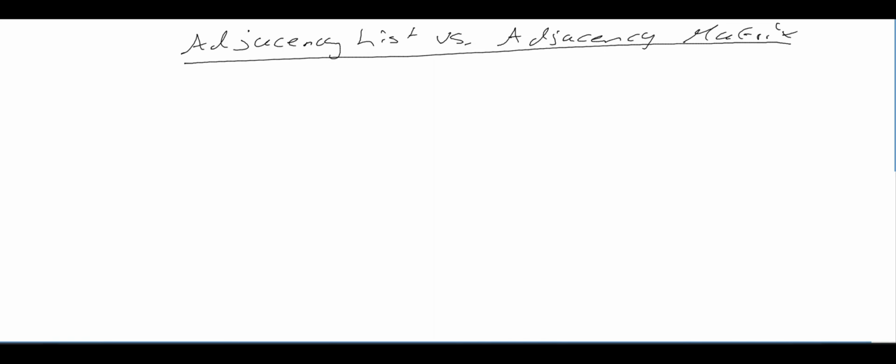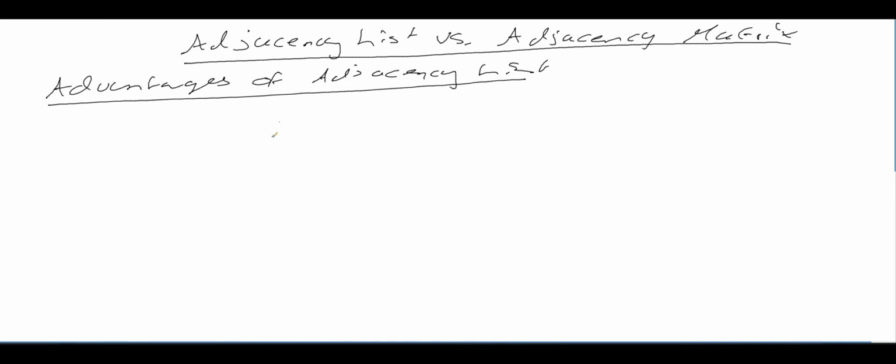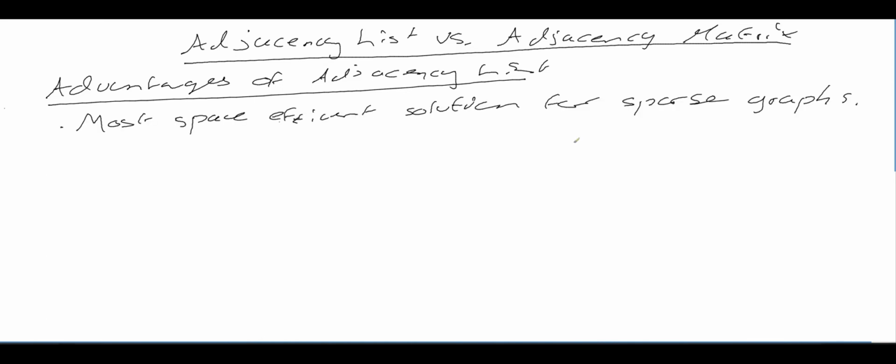What are the advantages of using an adjacency list? Well, the big advantage of using an adjacency list is that it is the most space efficient solution. So the solution that's going to use the least amount of storage space if we're representing a graph which is sparse. And what do I mean by a sparse graph? So a sparse graph is one which doesn't have many arcs connecting the nodes.